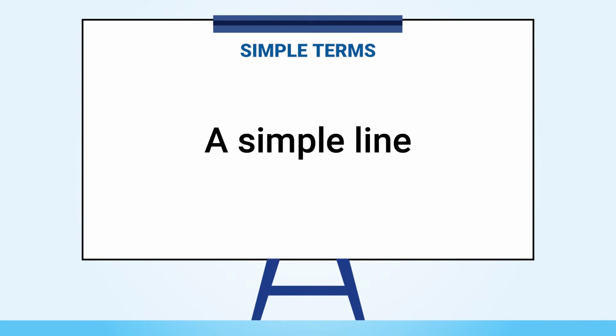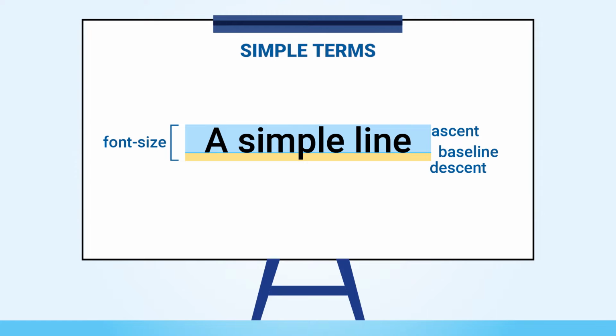Let's start by defining some simple terms that we would be adjusting in order to modify line height. Here we have a line of text. The letters rest on an imaginary line, which we call a baseline. The space above the baseline is called the ascent, and the space below the baseline is called the descent. The ascent plus the descent gives the font size.